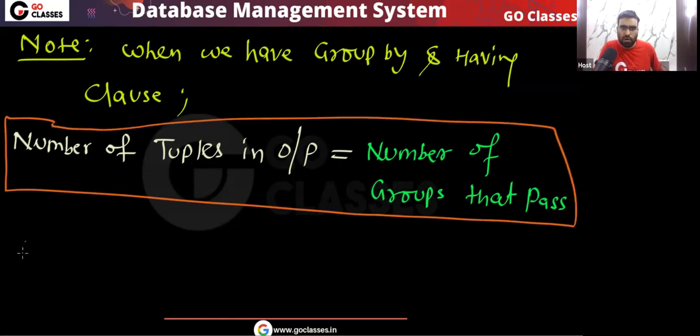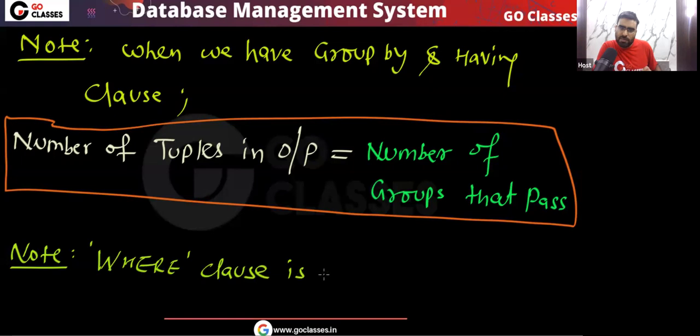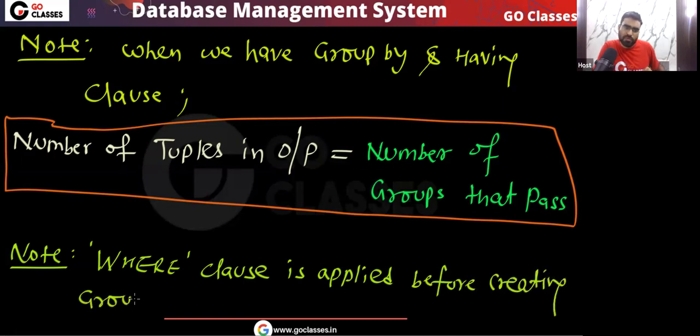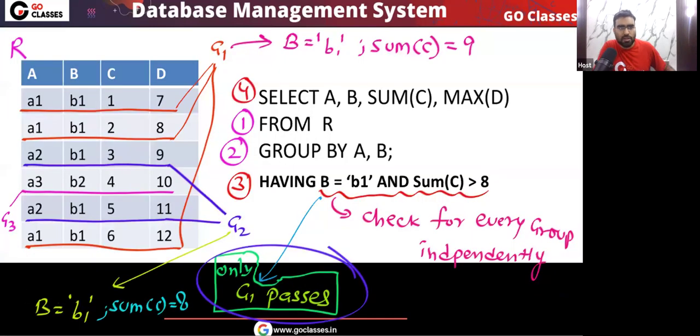And one note here: if there is a where clause, then first we apply the where clause. Where clause is applied before creating groups. Very simple point. So remember, here only one group is passing, so the number of tuples in the output will be 1.